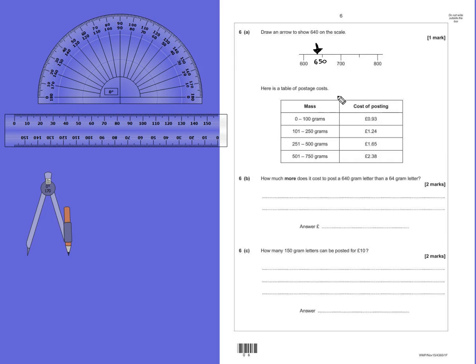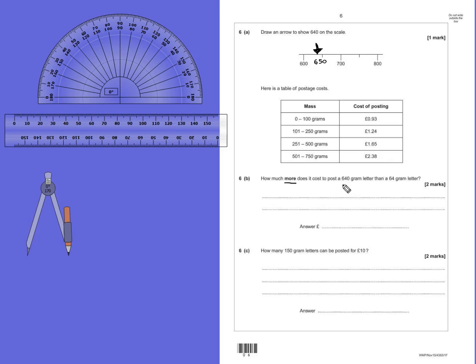Here's a table of postage costs. We have mass of 0 to 100 grams, 101 to 250, 251 to 500, or 501 to 750 grams, and the costing down the side. So question 6b says, how much more, that's the key word. Now notice it's in bold. It will always try and give you a little hint here. What does it want? How much more does it cost to post a 640 gram letter than a 64 gram letter? So we have 2 bits of information we need here, and then the actual question to answer.